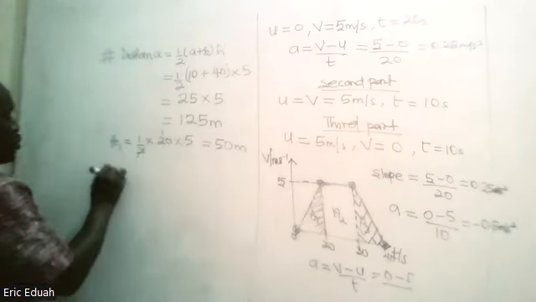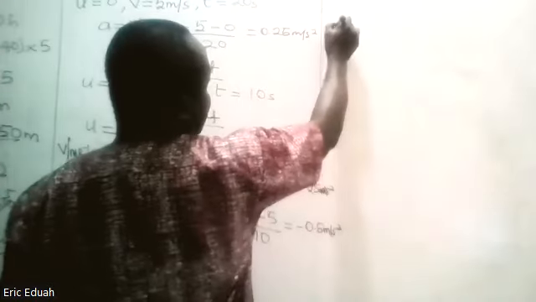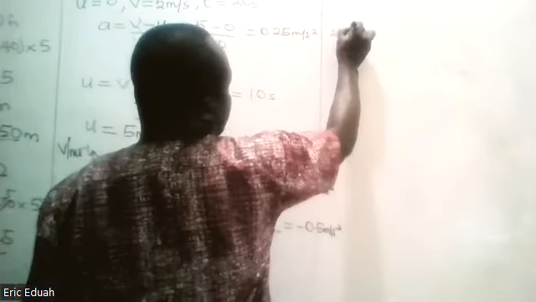Then, if we use the equation of motion, so either we are using the equation of motion or the graph. If we want the distance in the first part of the motion, half ut.